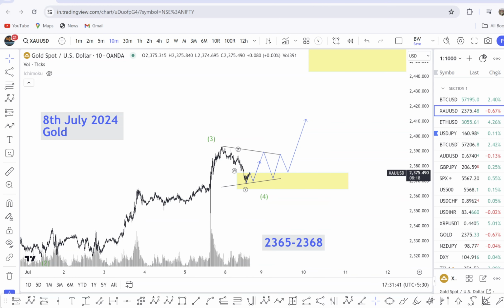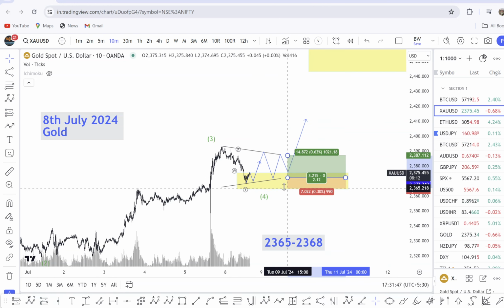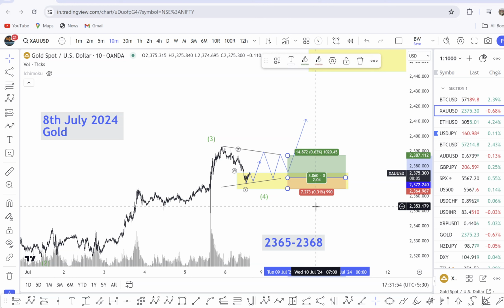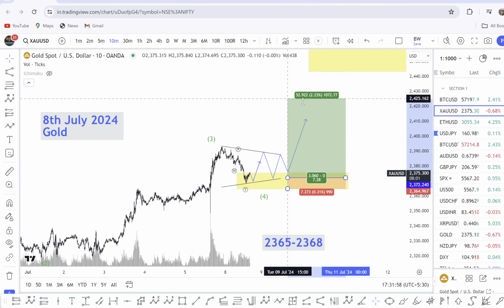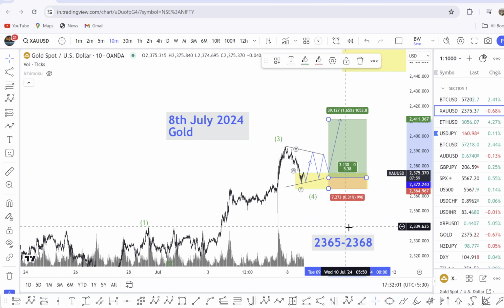370, then we will take the stop loss. This is the stop loss. 2368, 2365. 2365, and our target is 2410.